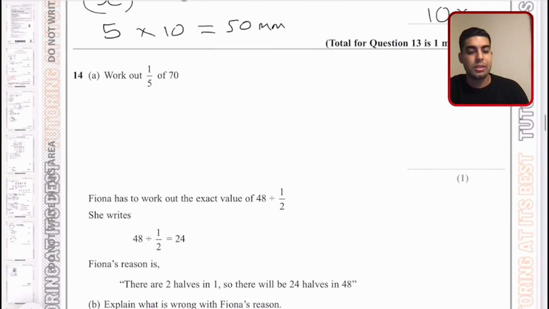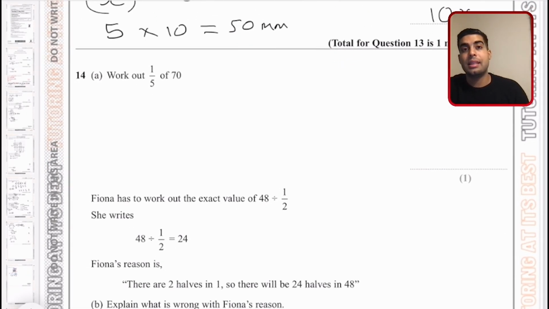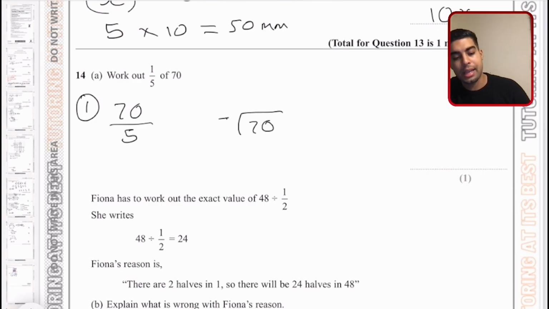And then moving over to question 14, this is a similar question to what we've done in our previous questions. So this is again the two-step method, where step 1, you divide your amount by the denominator, and then multiply it by the numerator. So again, 70 divided by 5. Let's go ahead and work that out. Remember, because 70 is the number being divided, it goes under the umbrella, or the bus stop, as they say.